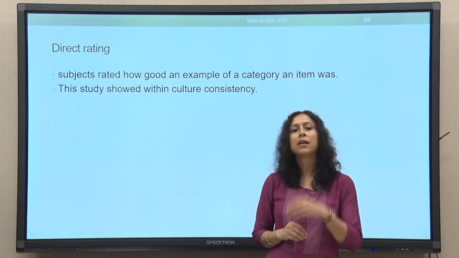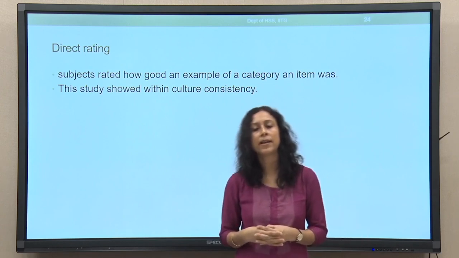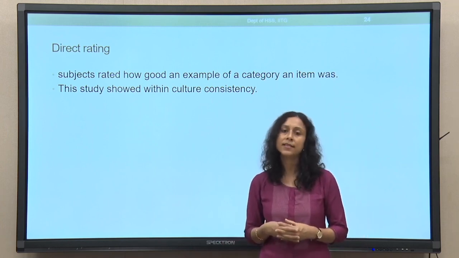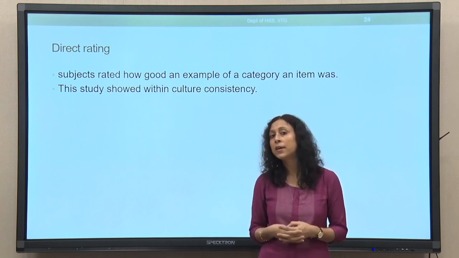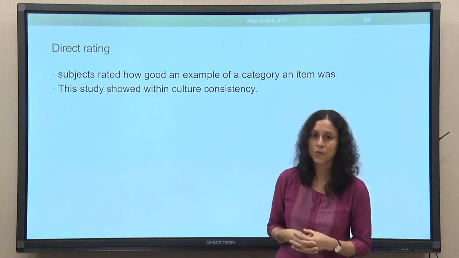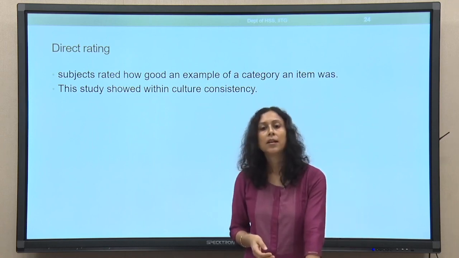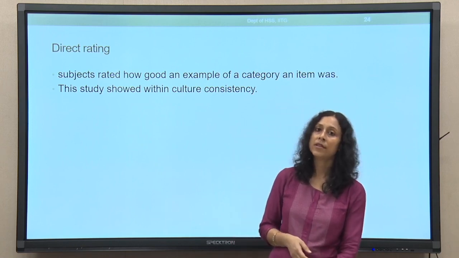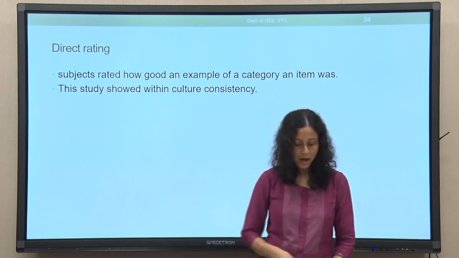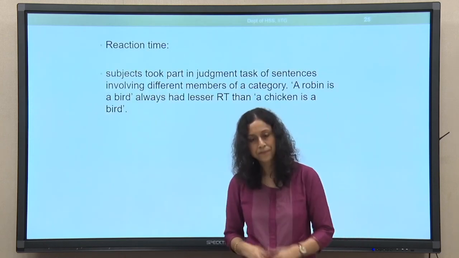The second set of experiments that she carried out is called direct rating. Subjects rated how good an example of a category an item was. A list of items was given, and the subjects were asked to say whether it is a good example of the category. So, is robin a good example of a bird? Or are dates a good example of the category fruit, and so on. It is basically doing the same study in a different way. Here also the study showed a remarkable consistency within culture. Within a particular culture, most people gave similar ratings to similar members of a category. However, across cultures, there was a significant amount of difference.